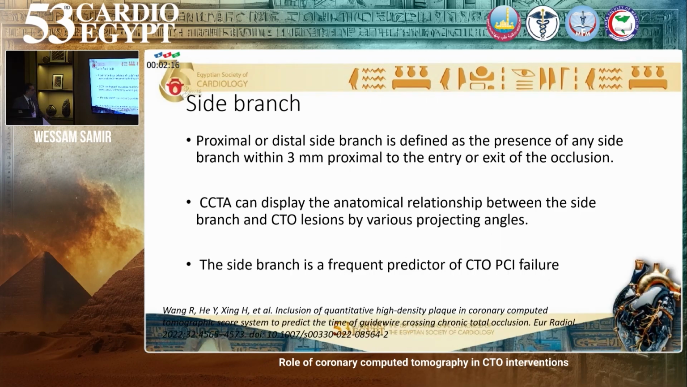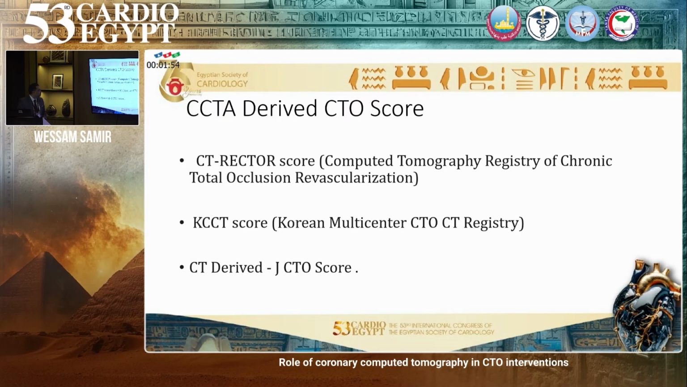Presence or absence of side branch. The presence of a proximal or distal side branch is defined by the presence of any side branch within 3 millimeters proximal to the entry or exit of the site of total occlusion. Coronary CT angiography displays the anatomical relation between the side branch and the CTO lesion from various projecting angles. The side branch is a frequent predictor of CTO PCI failure.